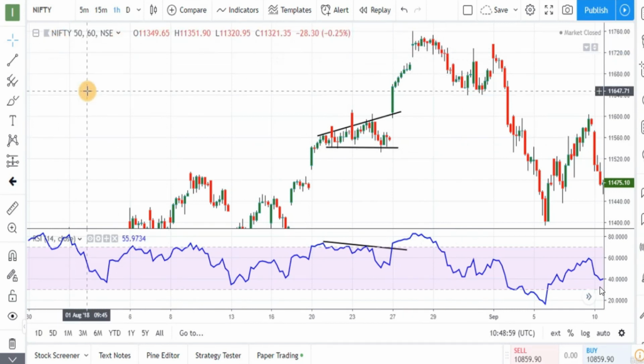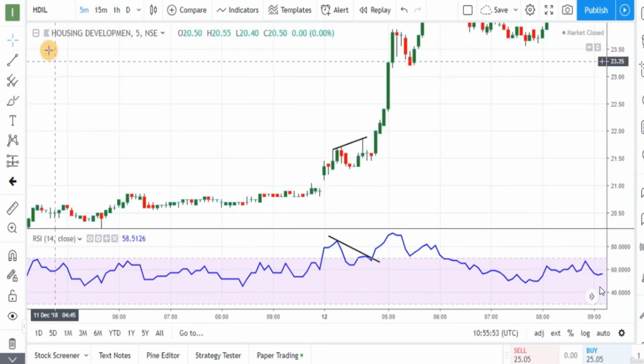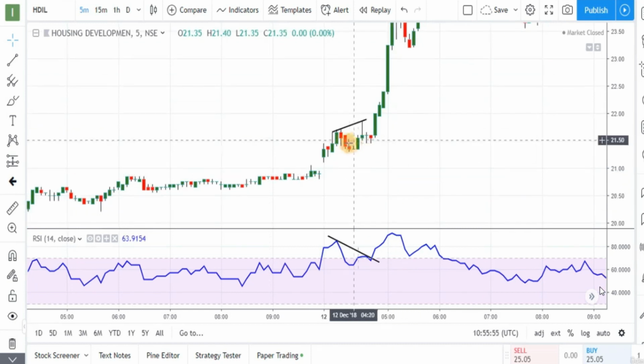This is the hourly chart. We will take one example on 5-minute chart for intraday trading, and on that chart we'll see how we can trade the failing divergence. See, this is the 5-minute chart of HDIL, and in this chart prices are struggling at this level.